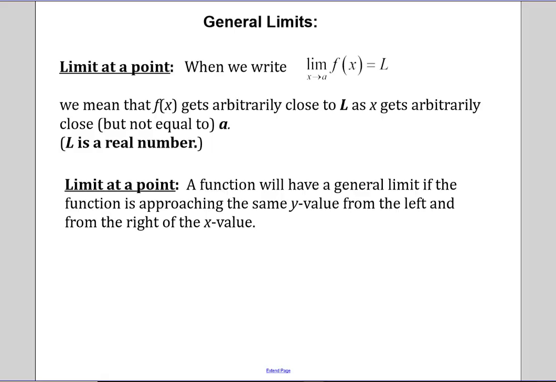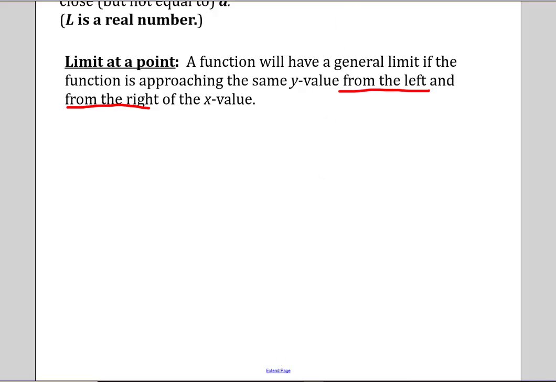When I talk about a general limit, I'm looking at the limit at a specific point. So when we write the limit as x approaches a of f of x is equal to a number, capital L, we get arbitrarily close to that real number L. It doesn't have to be equal, but it has to be close to that number. A function will have a general limit at a point if the function is approaching the same y value from the left and from the right.